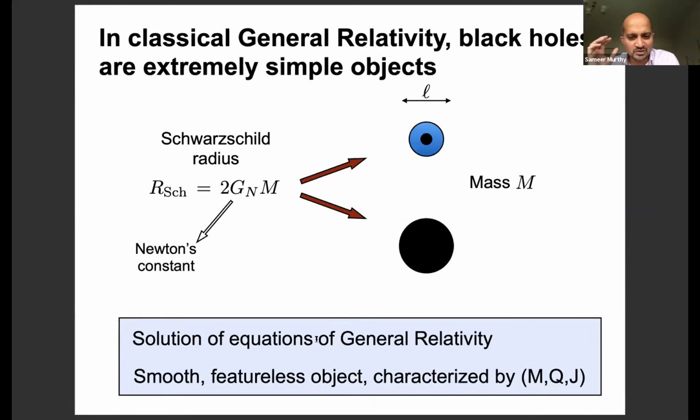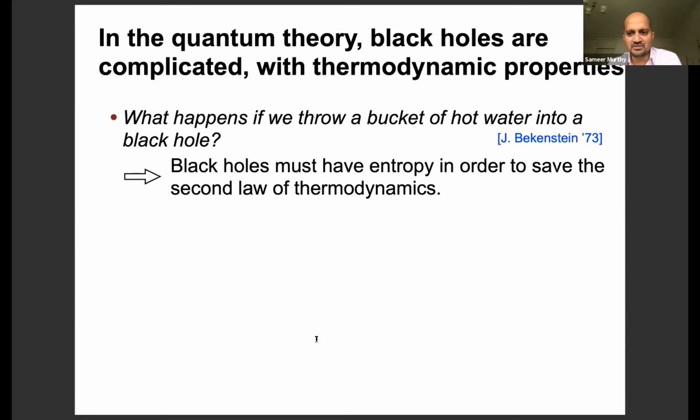It's sort of a cold, simple object. In the quantum theory, the picture is completely different. The black hole is supposed to be like a hot piece of coal. It's a very complicated object with lots of degrees of freedom. Now, this was discovered by Bekenstein and Hawking in the 1970s: the combination of a very profound argument and a beautiful calculation. And the argument is actually very simple.